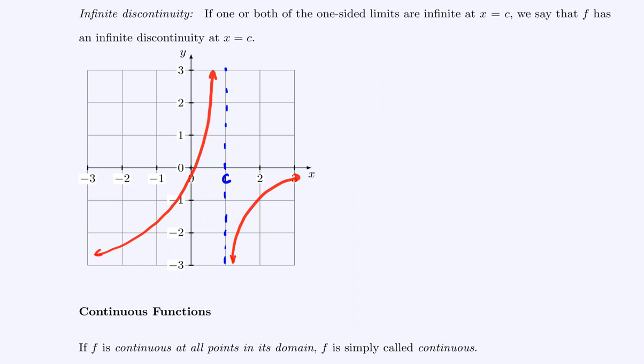We could also have an infinite discontinuity. So in this case, we'd have some type of vertical asymptote through our point x equals c. So if either side of the function as x goes to c is approaching positive or negative infinity, then there's an infinite discontinuity. And for our particular example that I drew, take a moment to evaluate these two limits.